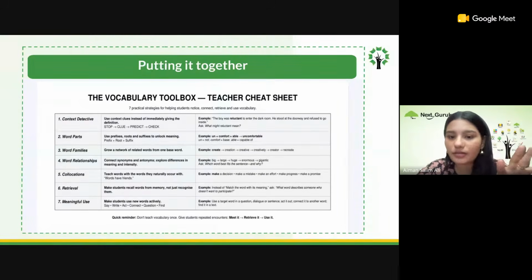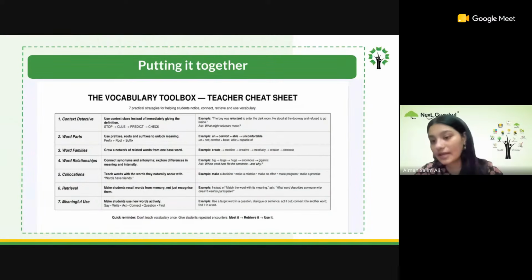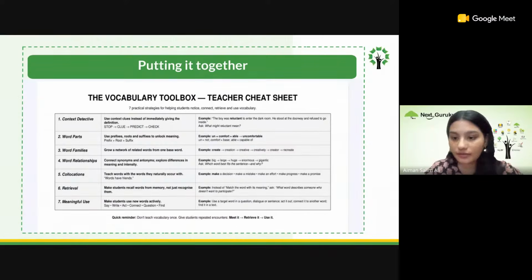While the screen is on, would anybody like to share any questions that they might have, or any challenges that they think they might face using these strategies? Or if you have used any of these strategies and it has not worked, then please feel free to share that so that we can discuss how we can make it more usable next time.